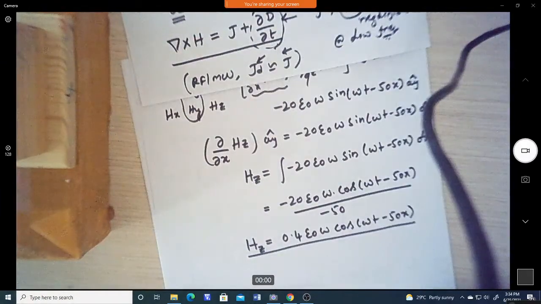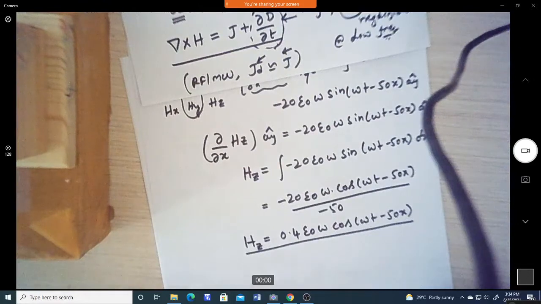Okay, is it understood? Any doubt in this? So now find out the omega. So the third one, we have to find out omega.